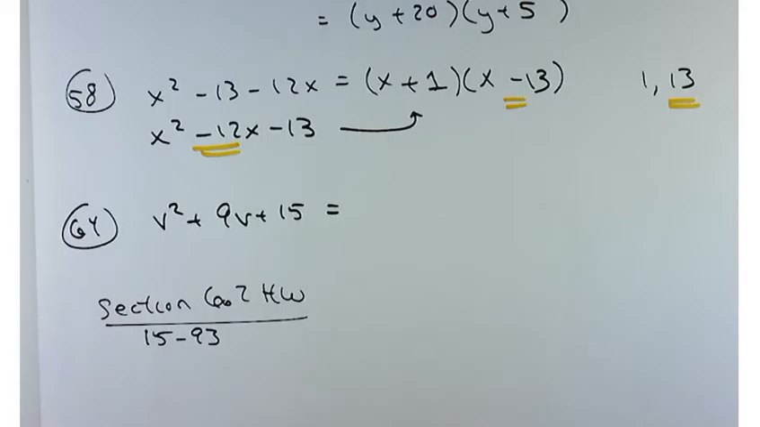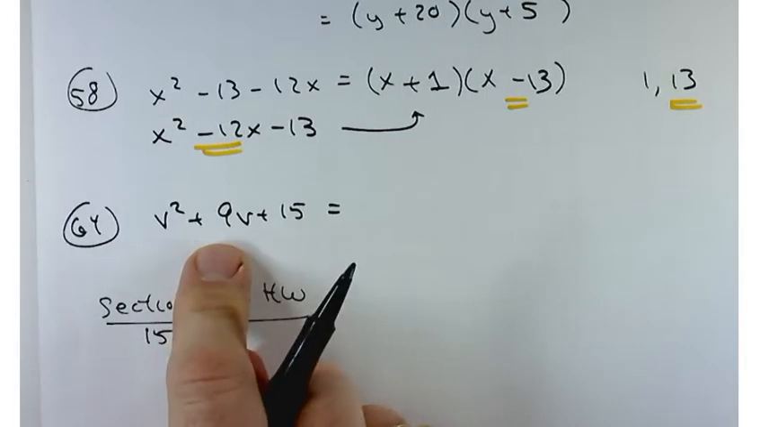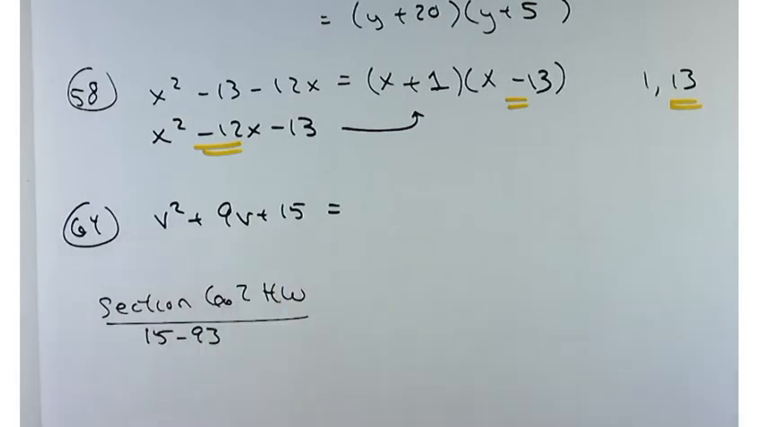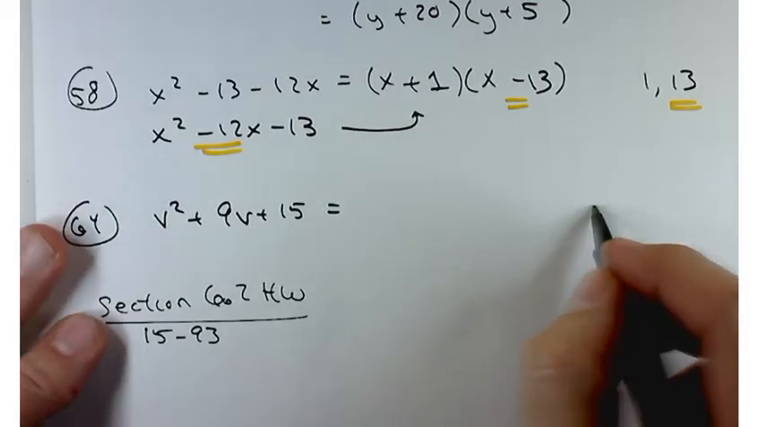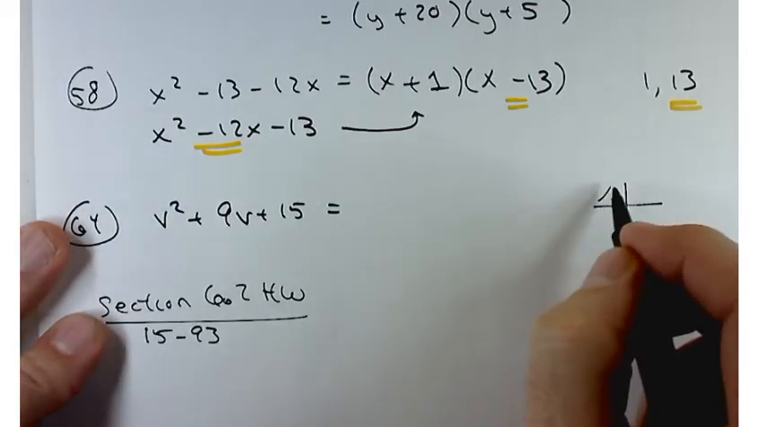Let's look at the last one. V squared plus 9v plus 15. You look at that and you start kicking things around. You're not getting very far. So let's make a table.